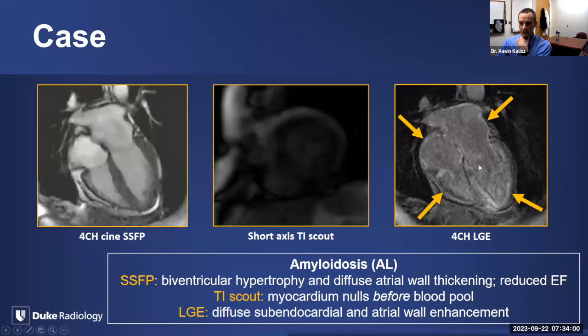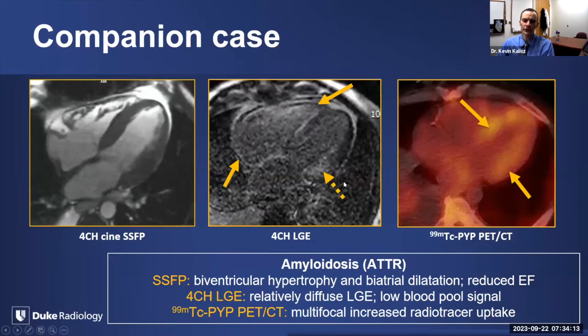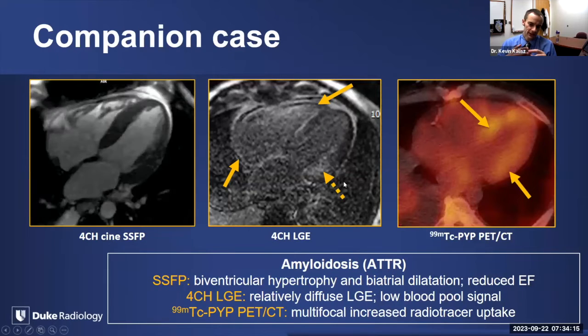From an LGE standpoint, classically you have diffuse subendocardial involvement, both left and right ventricle. And if it gets bad enough, the atrial septal walls can enhance as well. So that's seen here. Another example: amyloidosis can come in a couple different flavors. Most commonly we see light chain amyloidosis, typically in association with multiple myeloma. You can have ATTR, transthyretin-associated amyloidosis. From a cardiac MR standpoint, the imaging and structural findings are similar.